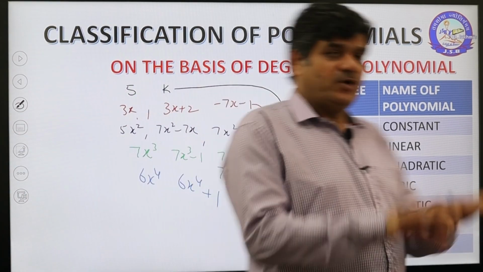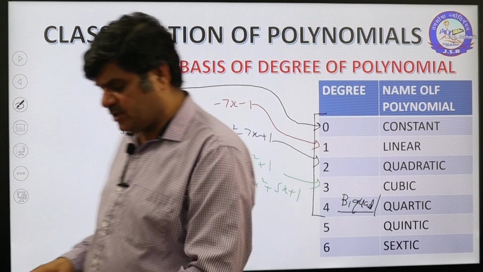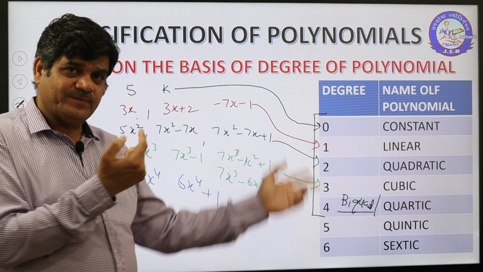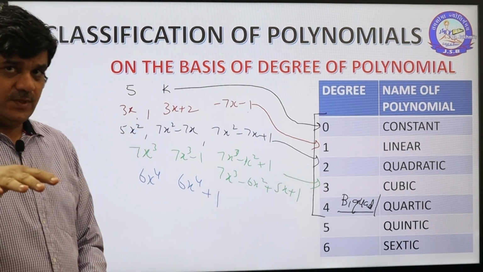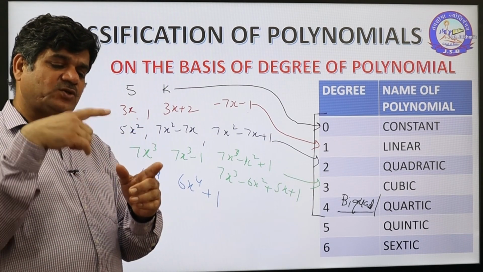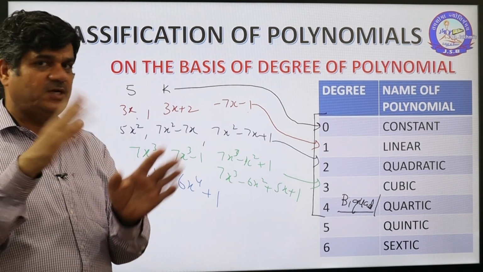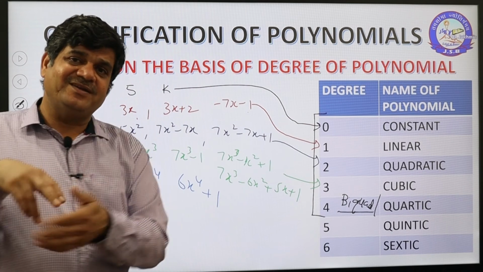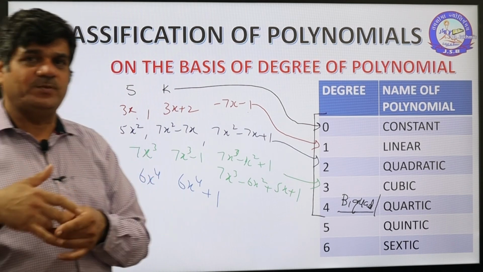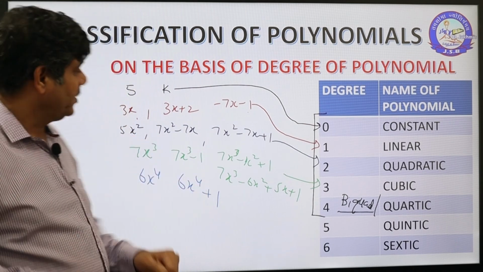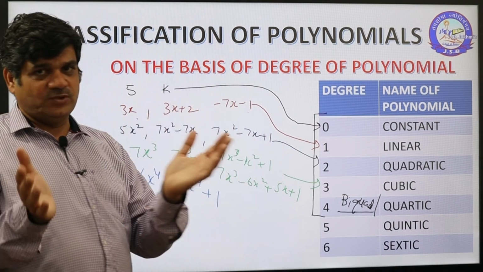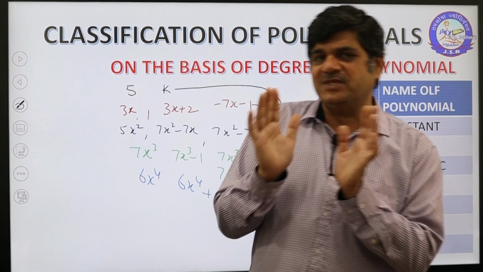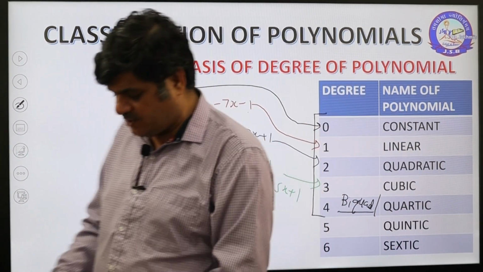So polynomials are classified on the basis of two criteria. One, on the basis of number of terms: how many are there? Second, on the basis of degree. If there is one term, monomial; two terms, binomial; three terms, trinomial and so on. For degree, if it is 0, constant; 1, linear; 2, quadratic; 3, cubic; 4, quartic and so on. And then you can combine both these classifications. So that is the basic concept associated with polynomials.